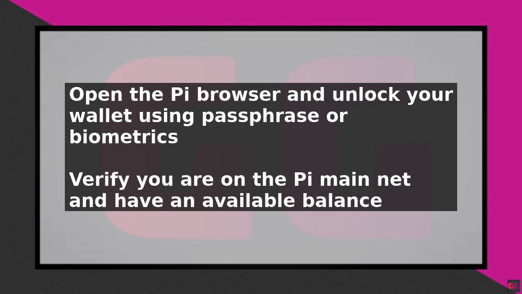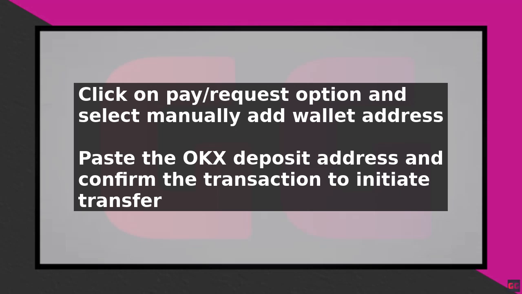Before proceeding, note that there is a minimum deposit requirement, which you should already have in your Pi wallet. Next, open the Pi browser, click on the wallet option, and unlock it using your 24-word passphrase, Face ID, or fingerprint. Once inside, verify that you are on the Pi main net, not the test net, and ensure you have an available balance. If your available balance is lower than required, click on Migrations to transfer your regular balance to your available balance.